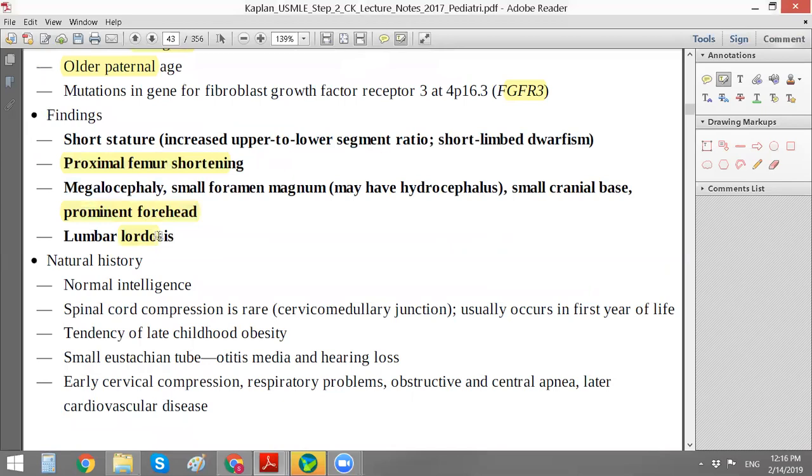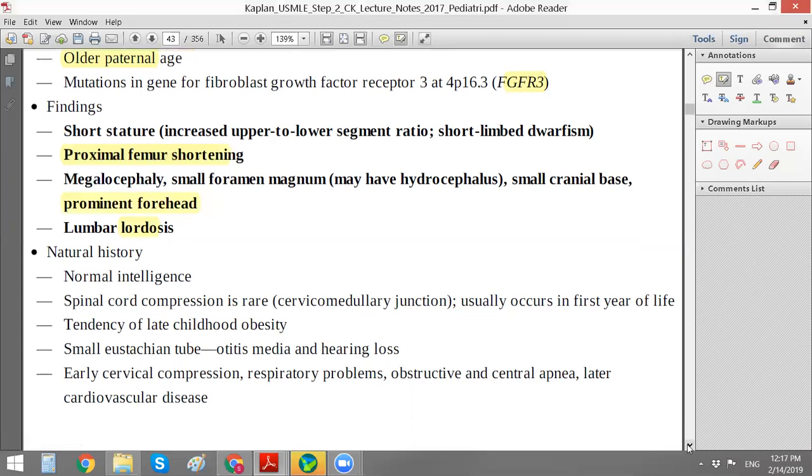Achondroplasia or hypochondroplasia, autosomal dominant. Normal intelligence, spinal cord compression is rare. Cervicomedullary junction compression usually occurs in first year of life. Tendency of late childhood obesity. Small eustachian tube, otitis media, hearing loss. Early cervical compression, respiratory problems, obstructive and central apnea. Later cardiovascular disease.